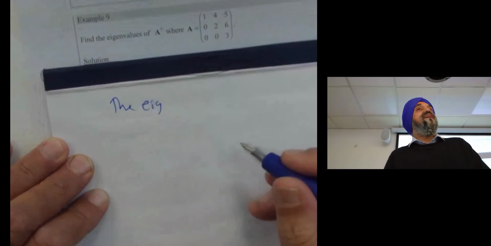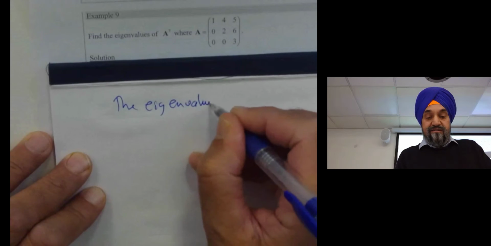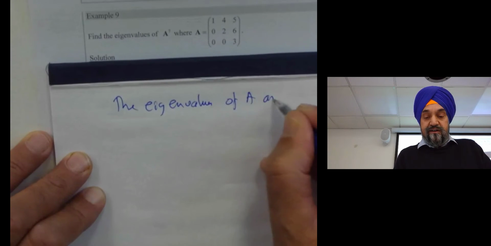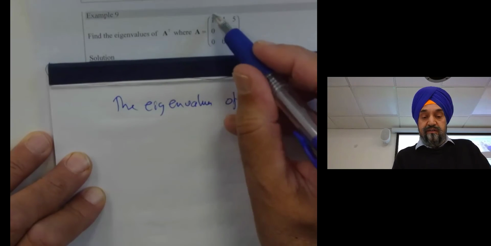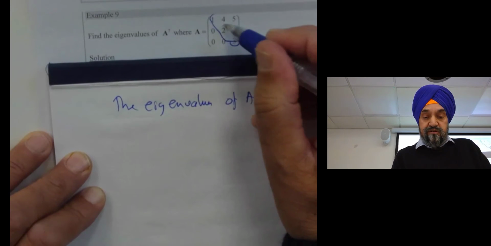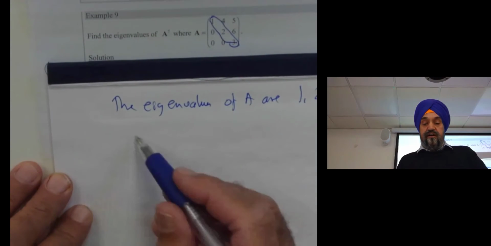It's a triangular matrix, isn't it? Yeah, the triangular matrix. The eigenvalues of A are 1, 2, and 3. The entries on the leading diagonal, aren't they? Okay, so what are the eigenvalues?